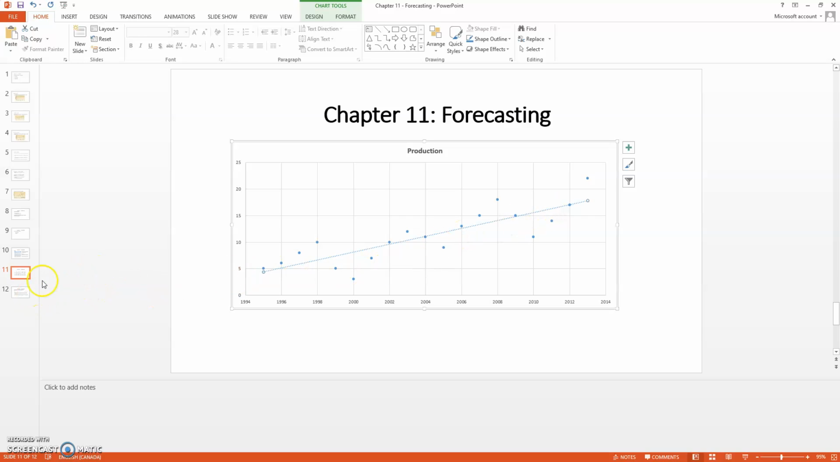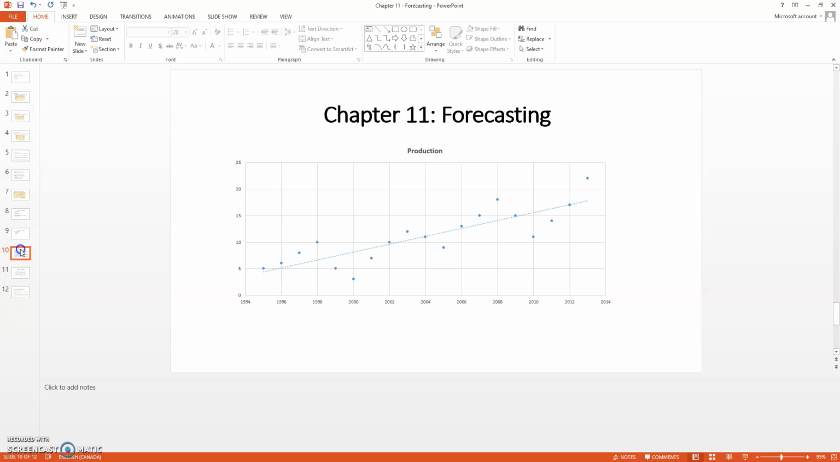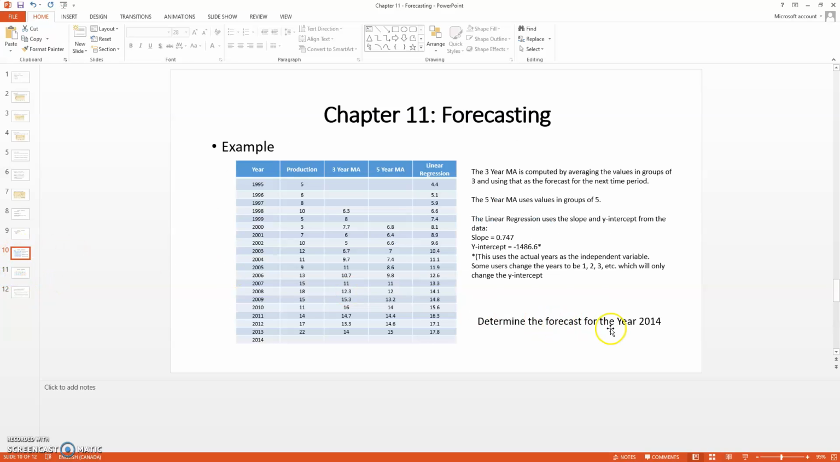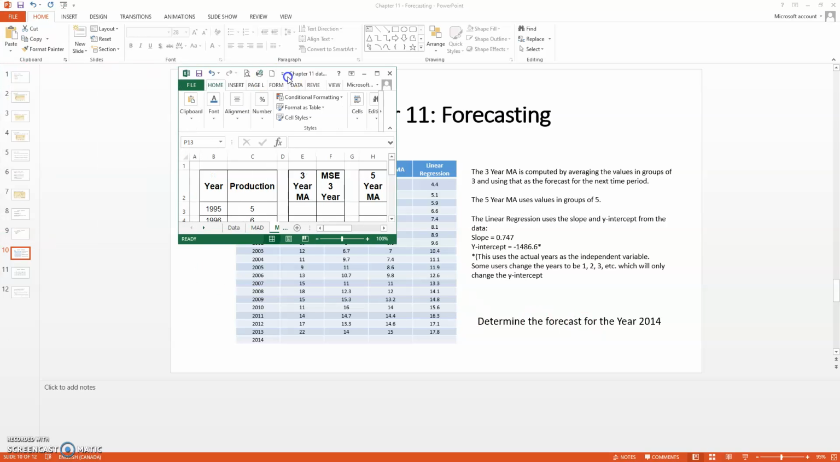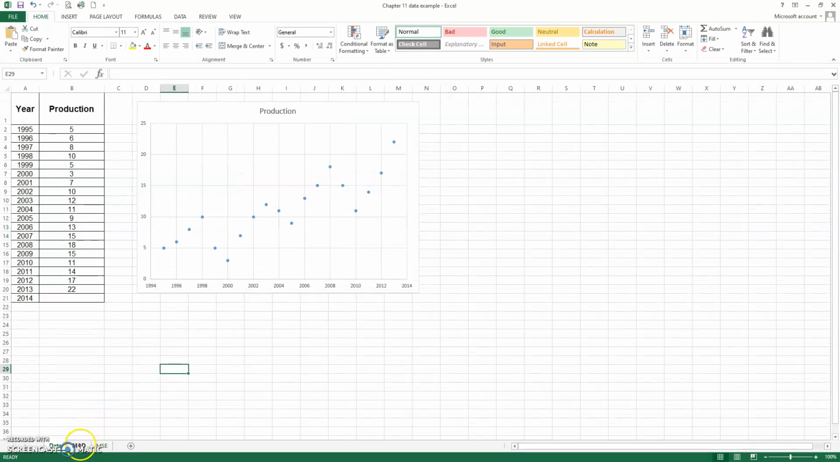We're going to go through the process to determine what the forecast would be based on each type of method. Let's determine the forecast for the year 2014 using both of these methods. So here is our Excel example sheet we're working on. This is our data that we have here.